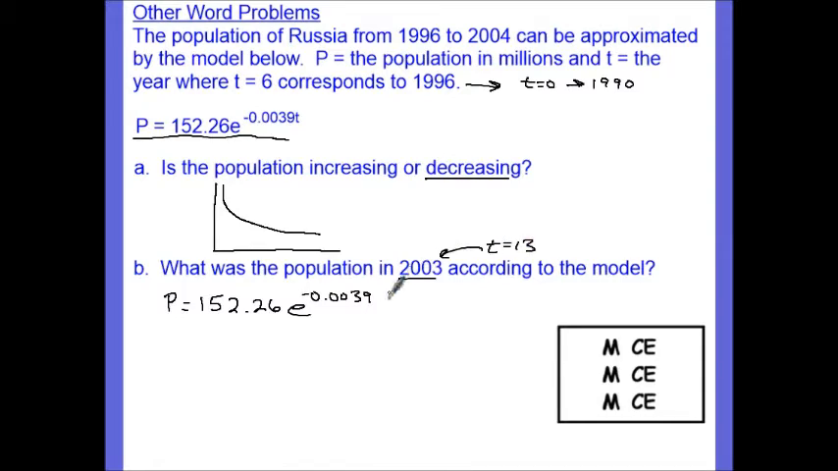Okay, so by plugging in a 13 up here and correctly typing things in my calculator, I should get a population of 144.7 and then some other stuff, but let's just round to the nearest tenth for now. Does that mean there were 144 people in Russia? No, of course not, because that's population in millions. So basically what we've got here is 144.7 million people.